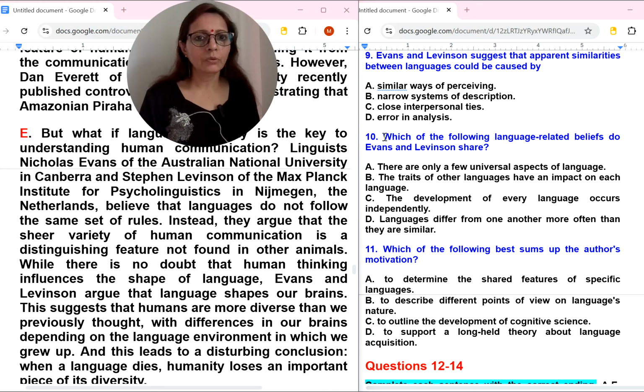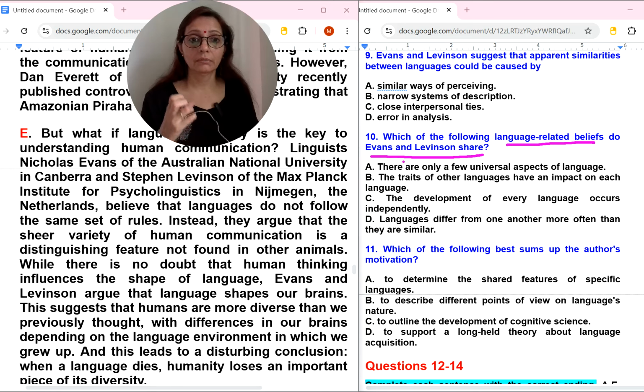So now we can do 10th number question. See this. Which of the following language related beliefs do Evans and Levinson share? Beliefs. Okay. This suggestion was there previously, and this leads to disturbing. Okay. Next paragraph we will move.